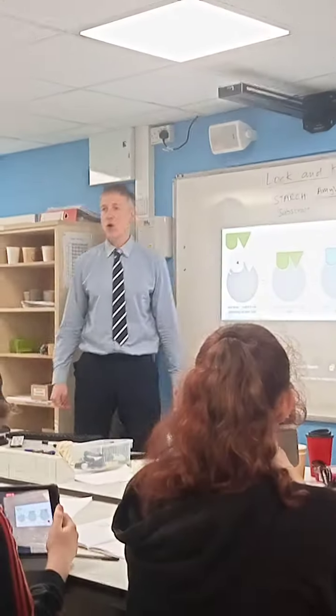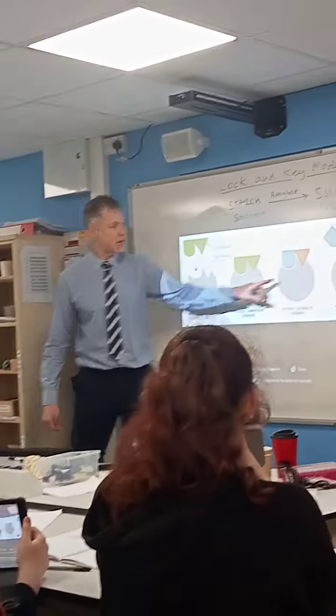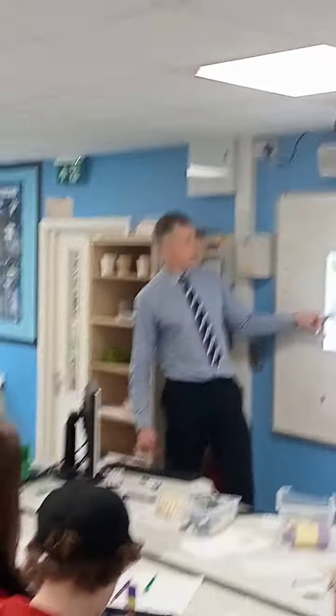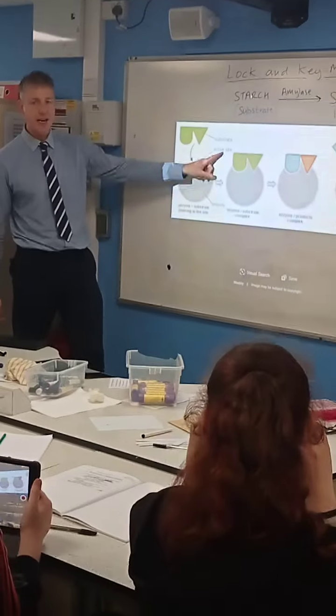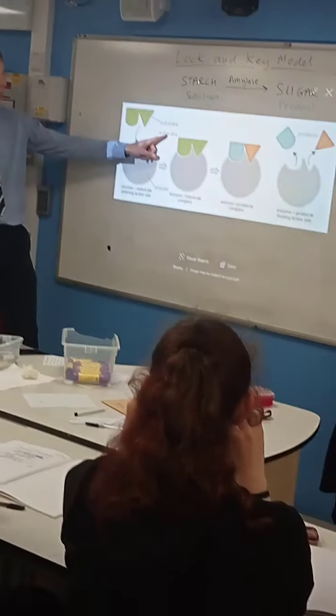Now the way it works is as follows. On this diagram, the grey shape is the enzyme. You'll see that the enzyme does not change shape. It's always the same. And the most important part of the enzyme is this bit here, which is called the active site. The active site is a particular shape.